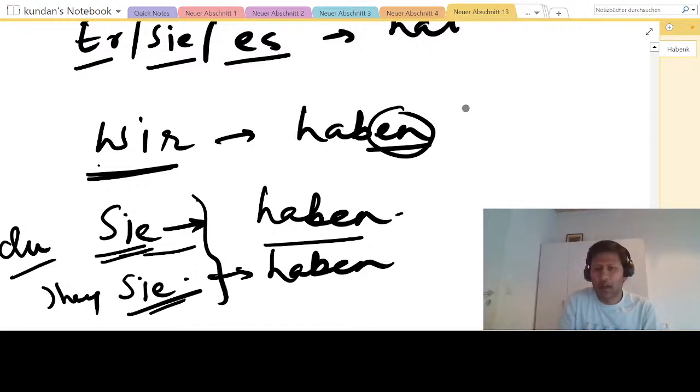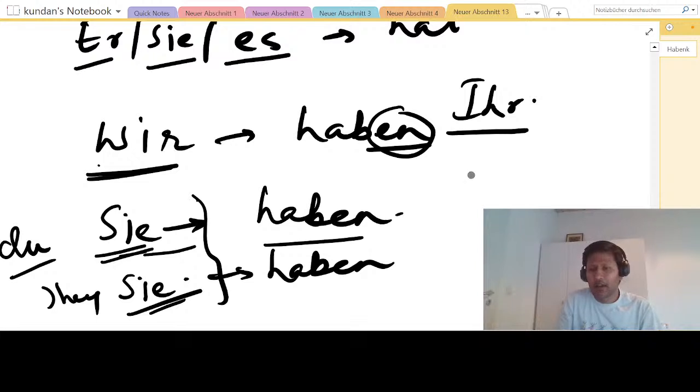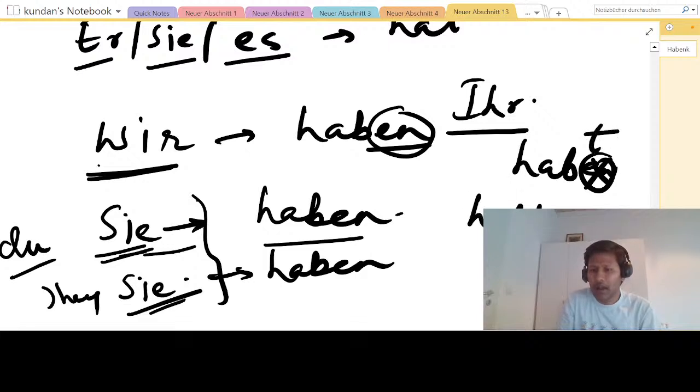I hope there is no doubt. But this ihr, ihr is like many du. You can say plural of du. So haben was there, we remove the en and add the t. So this becomes ihr habt, like you guys have. Hope there is no doubt in this.